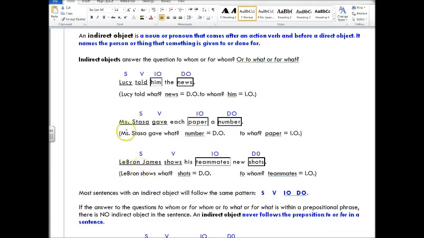Okay? Another example: Miss Stacy gave each paper a number. Okay, so Miss Stacy gave what? She gave a number. To what? To the papers. So paper is your indirect object. Number is your direct object.